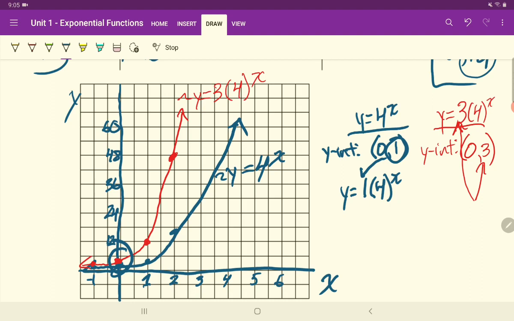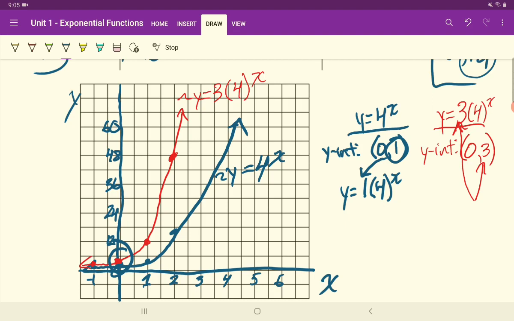So there's your 1, right? And your 3 corresponds with the 3 that's in front of your 4 to the power of x as well. And so that's a common theme, and that is always going to be the case, okay? That your y-intercept will always be your a value. That's basically the conclusion I wanted us to come to here, is that your y-intercept is going to be your a value, all right?